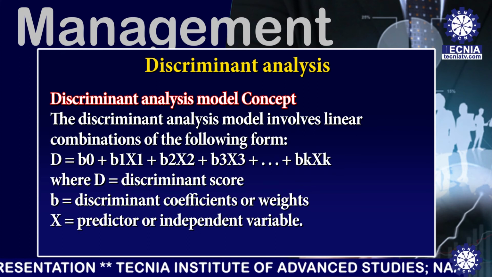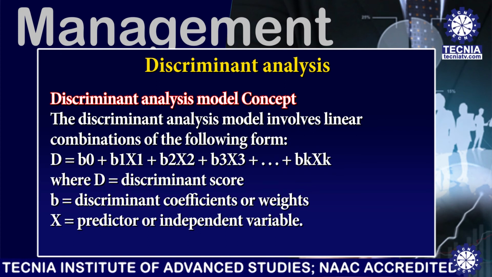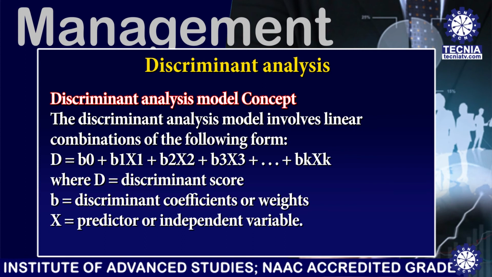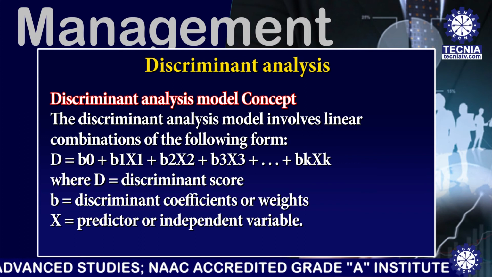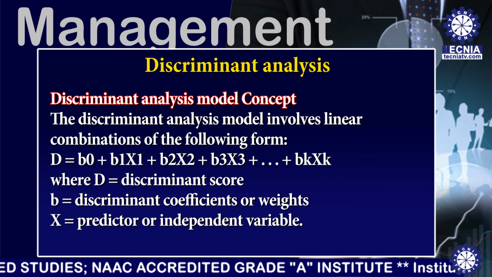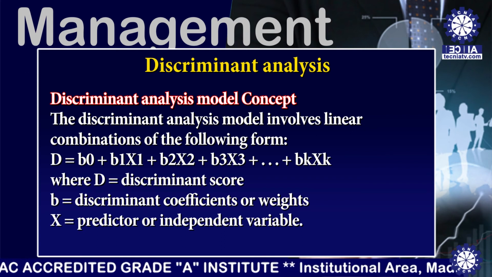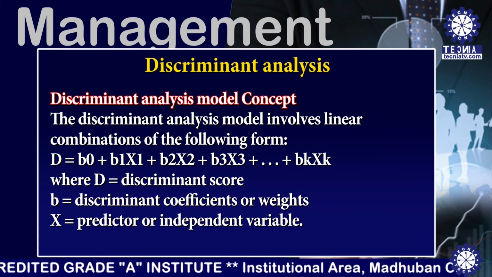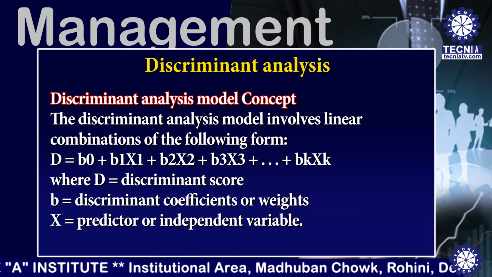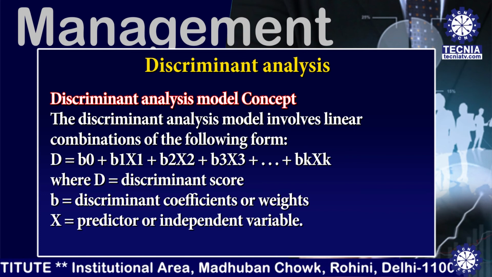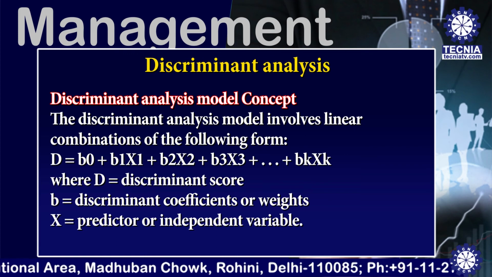Now I am explaining the discriminant analysis model concept. The discriminant analysis model involves linear combinations of the following form: D equal to B0 plus B1 x1 plus B2 x2 plus B3 x3 plus ... Bk xk, where D equal to discriminant score, B equal to discriminant coefficients or weights, and x equal to predictor or independent variable.